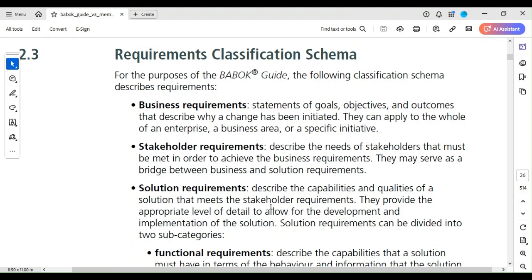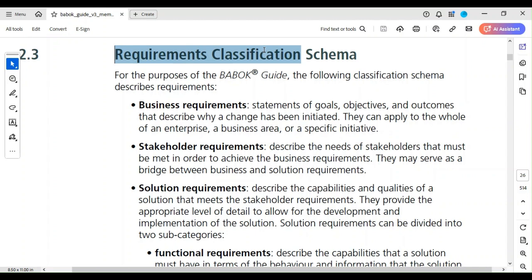Requirement classification schema. For the purpose of the BABOK guide, the following classification schema describes requirements. Okay, this tells you that there are others. But they're telling you that for the purpose of the BABOK guide, the following classification schema describes requirements. And remember the heading. Always remember the heading of whatever you read. So we are looking at requirement classification schema.